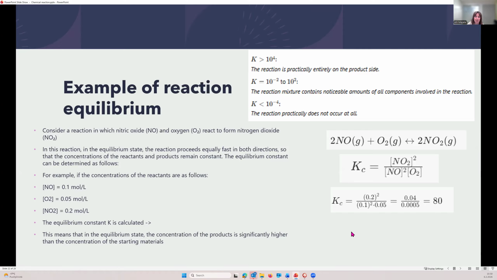Okay, so here we got the 80, which would mean that in the equilibrium state, the concentration of products is higher than the concentration of the starting materials. But you still have the reactants there also.